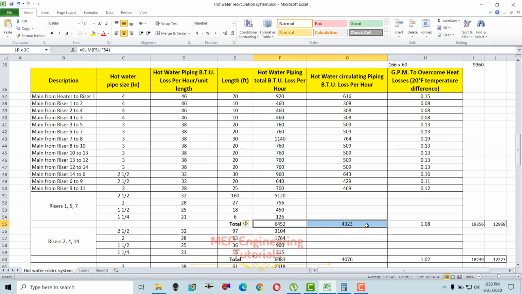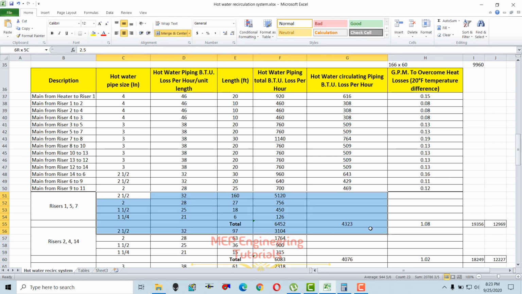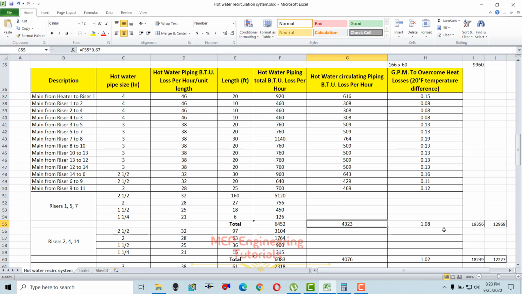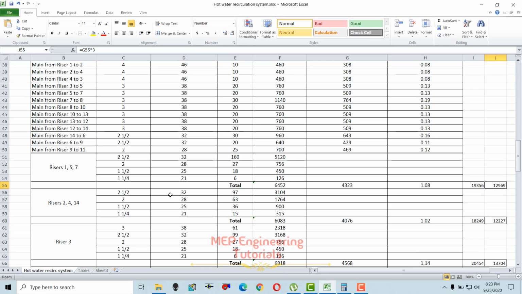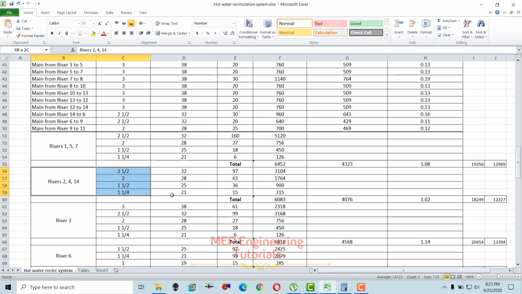So as you know, this is for one riser which we have calculated, and here if you see, we have three risers, that is 1, 5 and 7. So if we have three risers, that means you need to multiply this value with 3 and this value with 3. So I already multiplied this with 3 and this with 3. So we got the total BTUs for hot water piping and hot water recirculation piping heat losses for three risers. This is for an individual riser and this is for three risers. So same way you have to do the other risers 2, 4 and 14.